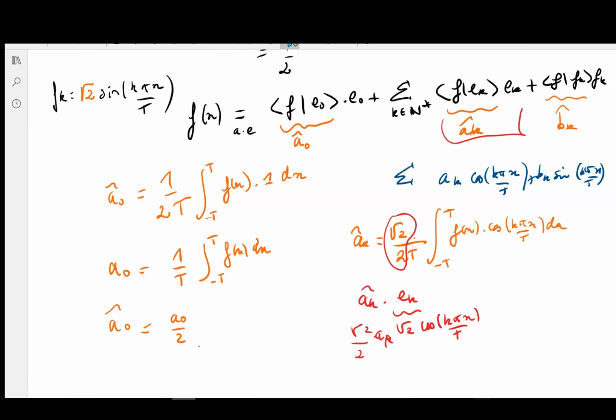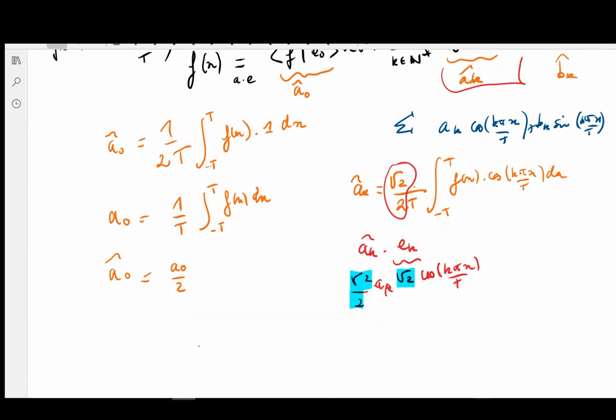But if you see what we have here, we've got square root of 2 over 2, and we've got square root of 2 here. So in the end, it's equal to ak times the cosine of k pi x over t. So the definition we had is absolutely equivalent, right? The only difference is that if I'm now using this orthonormal basis description, that's how we should write the components in that basis of my function f, right? And you get the same thing for the bk.